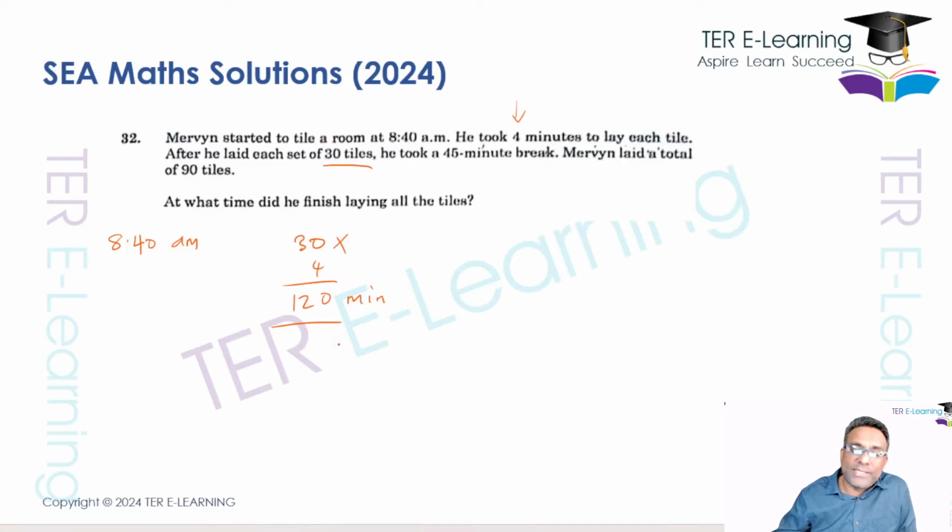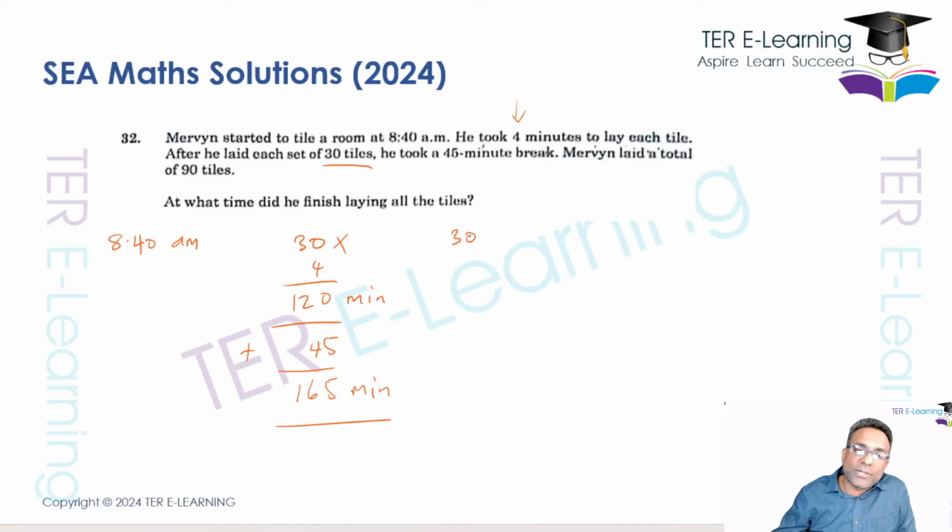Then he's going to take a 45-minute break. So we're going to add 45 minutes to this. When I add this up here, I'm going to get 165 minutes. So he took a break. Now they said he laid a total of 90 tiles. So after he laid 30, he's going to take a break.